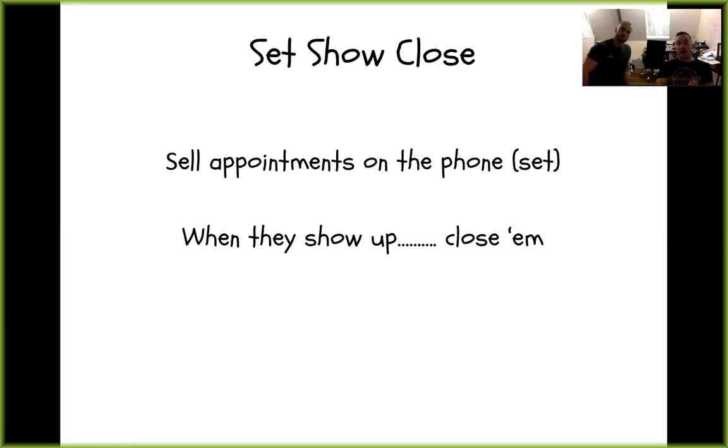So basically what you're counting is, how many appointments do you set, how many of them show up, and then how many do you close. So those are the important numbers. You don't need anything more extravagant than that. That's the simplest and probably the most effective sales management and monitoring tool you will need if you want to sell personal training. So set appointments on the phone. That's your set. When they show up, count them, and then fucking close them.